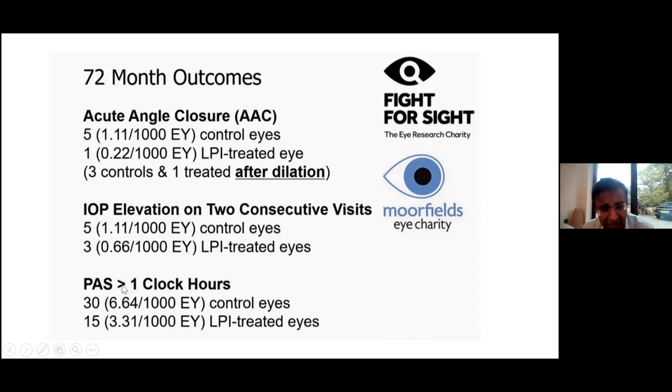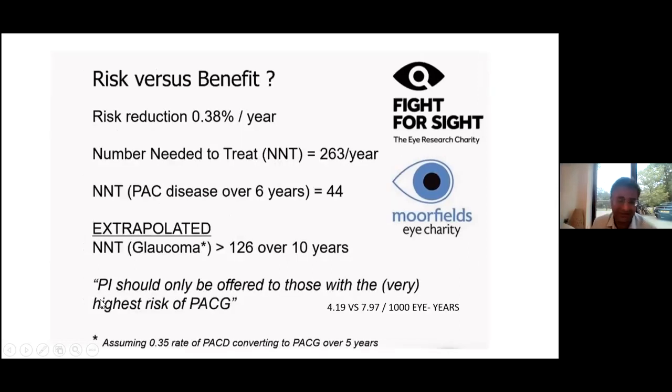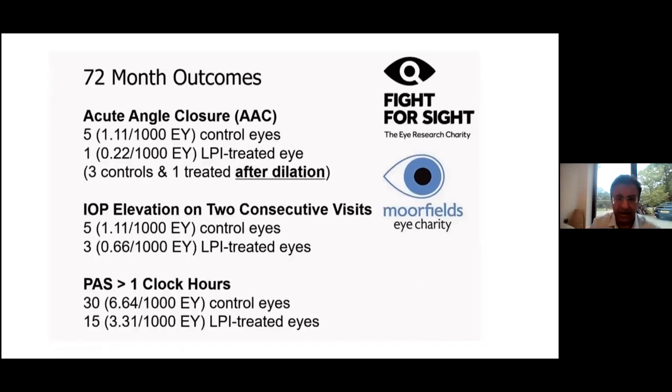So, if they were present for more than 1 clock hour, they found that control eyes were twice as likely to have peripheral anterior synechiae as compared to the YAG PI group.